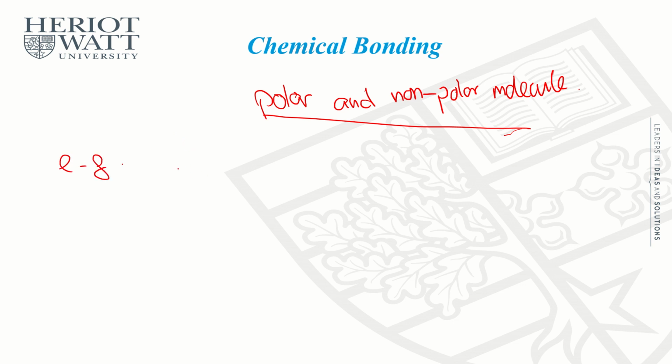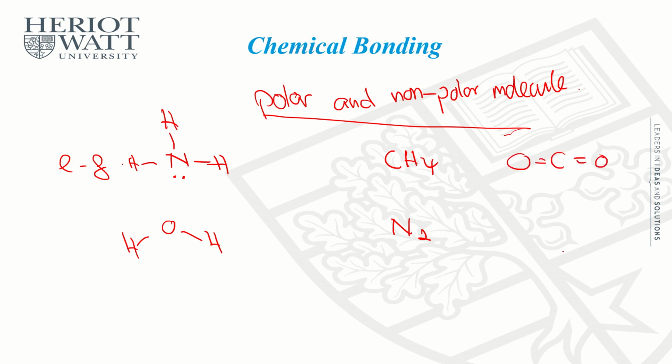For example, I have NH3, and then I have a lone pair here. And then I have H2O, and then I have CH4, and then I have nitrogen, and then CO2, and then I have SO2. Out of these six molecules, can you identify whether they are polar or non-polar?